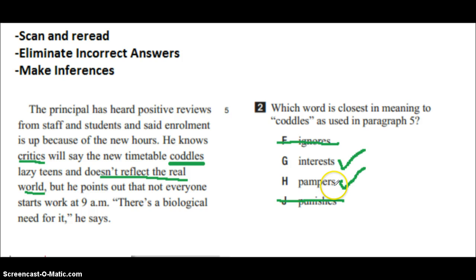If you're not sure what the word pampers means, try to use some strategies to help sort of figure it out. For instance, if you think pampers, you probably think pampers like diapers. When you pamper a baby with pampers, you're sort of giving them excessive care. That's really what pampers means. So really, pampers is the most correct answer there. It interests them, but remember, these are critics, so they're saying that it treats teens with excessive care. You can also look at the word coddles. It sounds sort of like cuddles to me, right? Which really is sort of that same meaning.